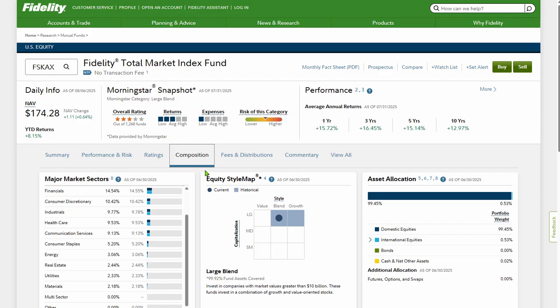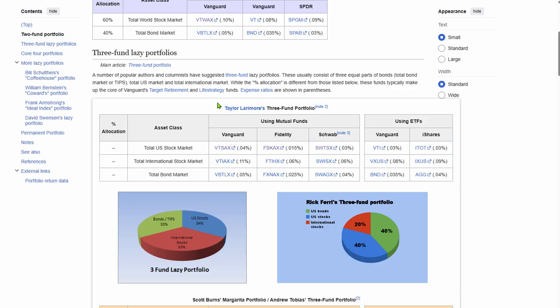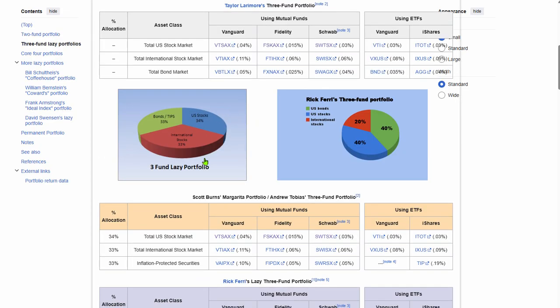Oh, and I didn't mention the fee. So let's go back and look at the fee. And the fee for this fund, or the expense ratio, is 0.015. That is very low. And these are why these funds, the index funds, do well, almost as well as actively managed funds, because the fees are so low. Back to our Boglehead site, they also give some other aspects of the lazy portfolio.